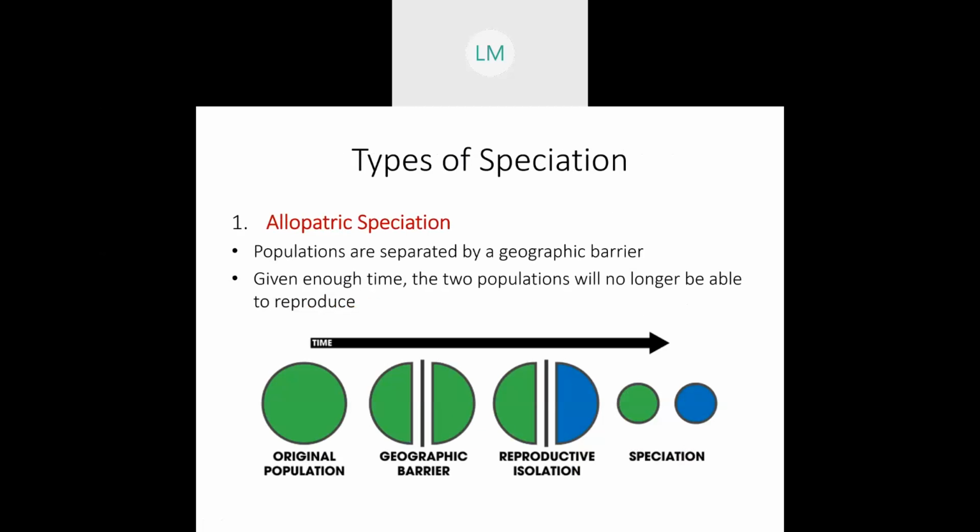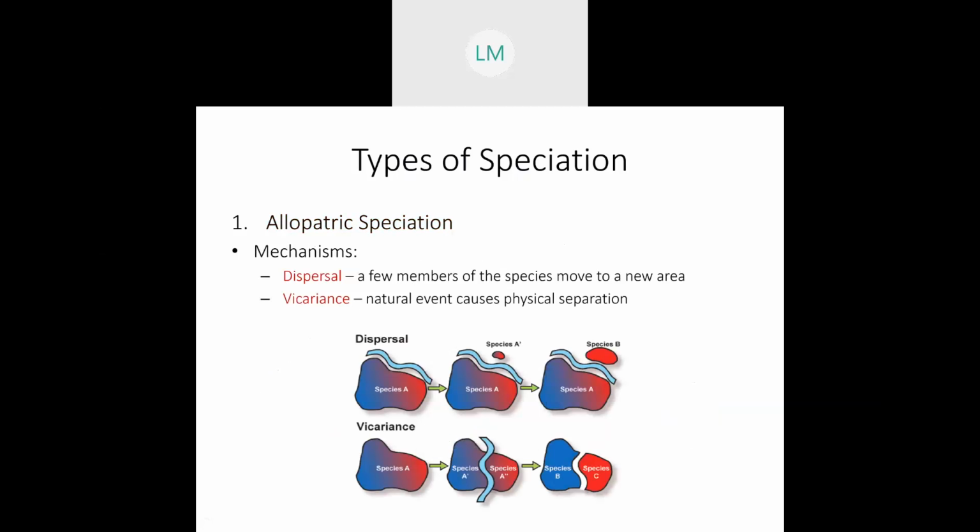The first type of speciation is allopatric speciation. This one usually makes the most sense when we talk about it, right? So we have a population, it gets separated by some sort of geographic barrier, and then they can't cross that barrier. Eventually, over time, they evolve to a point where they are no longer able to interbreed and reproduce. Okay, so we have our original population that's separated by a geographic barrier. That geographic barrier causes reproductive isolation, which eventually results in speciation. And then this green circle and this blue circle, those populations are no longer able to interbreed. So that's allopatric speciation.